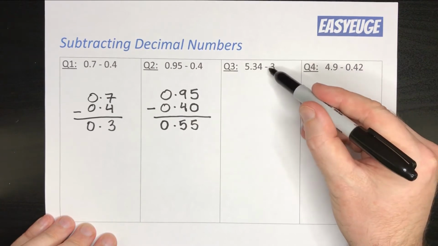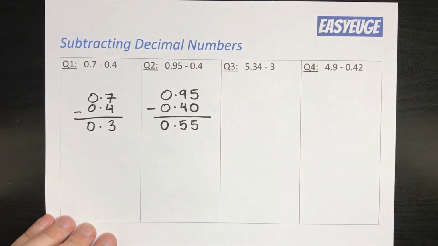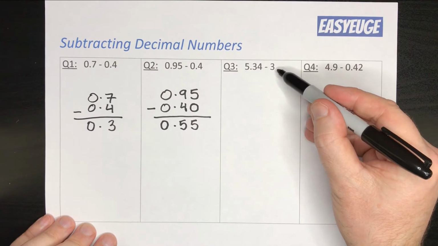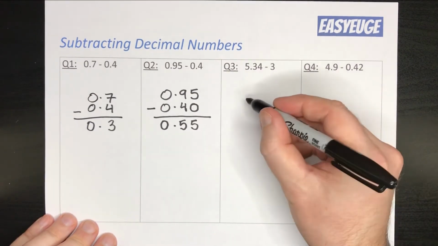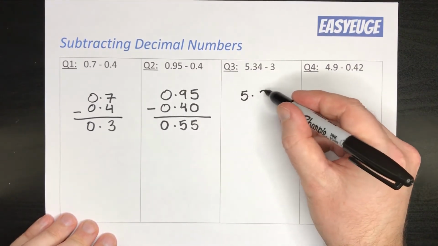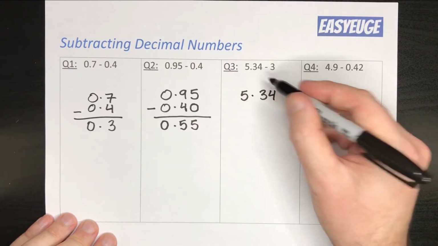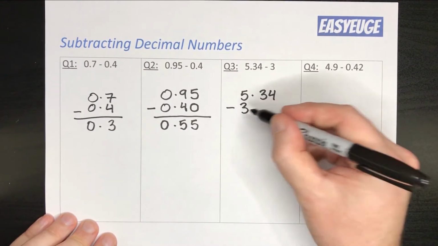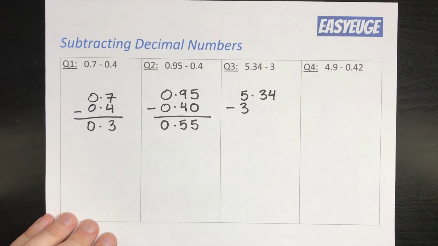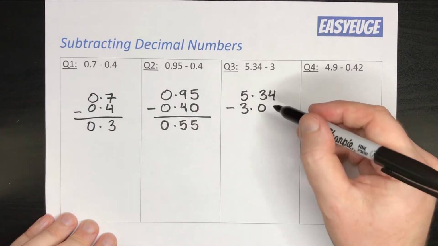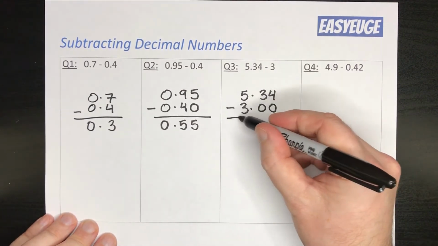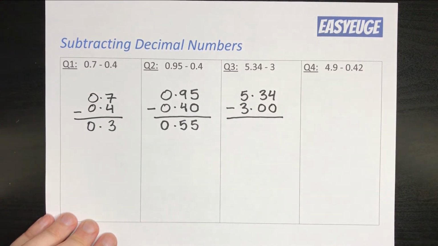5.34 take away 3. Now you'll notice that 3 isn't a decimal number at this point. So we'll need to turn it into a decimal number. So let's start by writing the first part down. 5.34, there we go. And we're taking away 3. We need to turn this into a decimal number. So 3 is the same as 3.0, and it's also the same as 3.00. And then we'll draw our answer line.